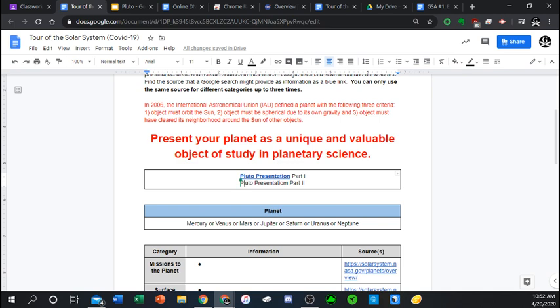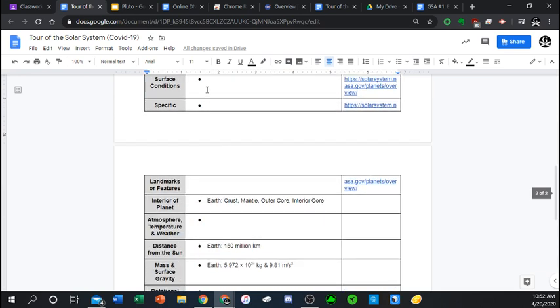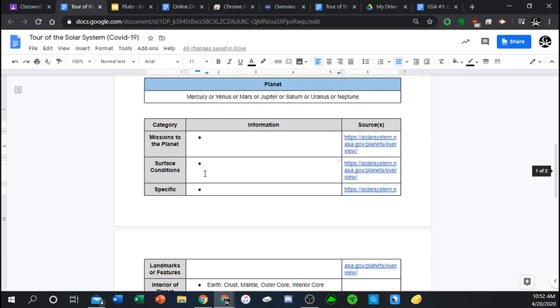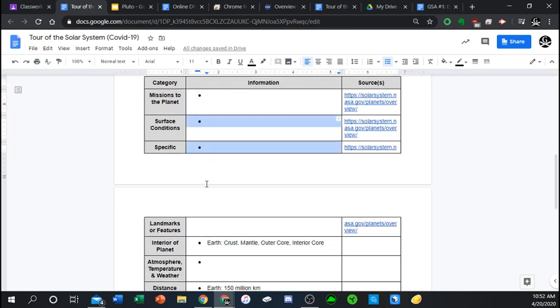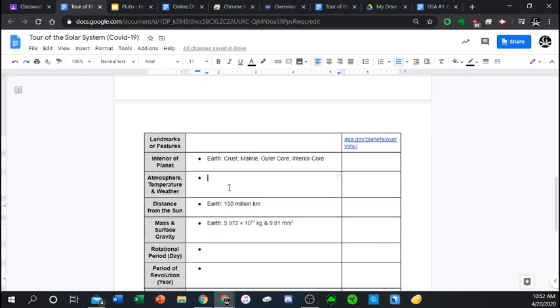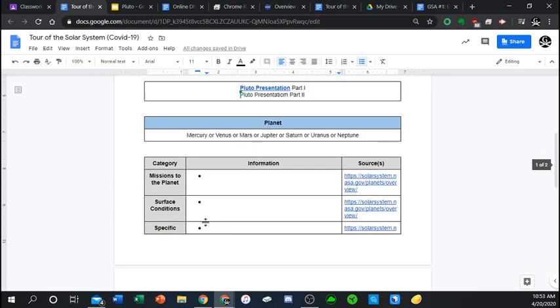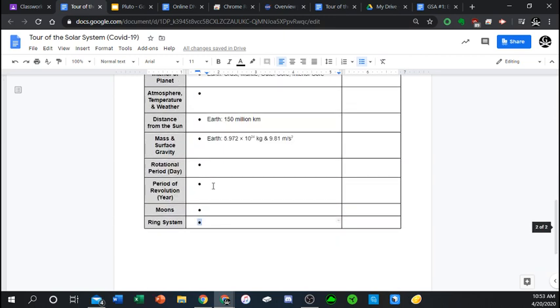If you're an interior terrestrial planet, you probably have more information on conditions on the surface and specific landmarks and features. If you're a gas giant, you probably have more to include for interior and atmosphere and weather. If you're an outer solar system planet, you probably have something to talk about in terms of rings. If you're an inner solar system planet, you probably don't have a lot to talk about with rings, but you have a lot to talk about with other categories, like missions. So it depends on your planet. Each planet is a little different in how it presents information.